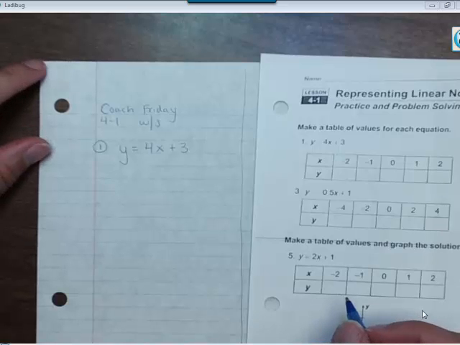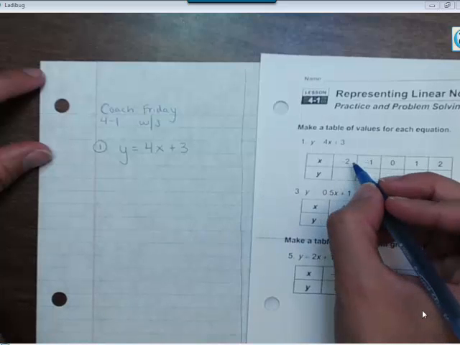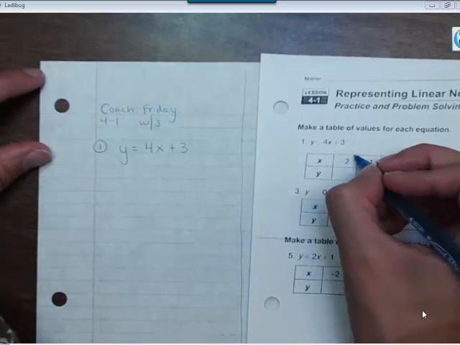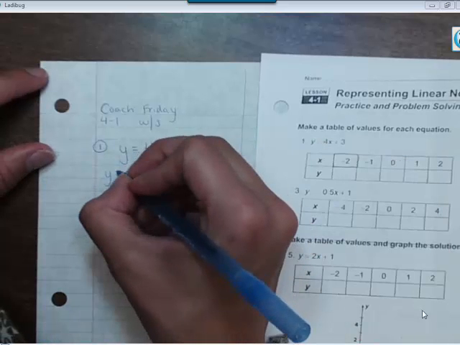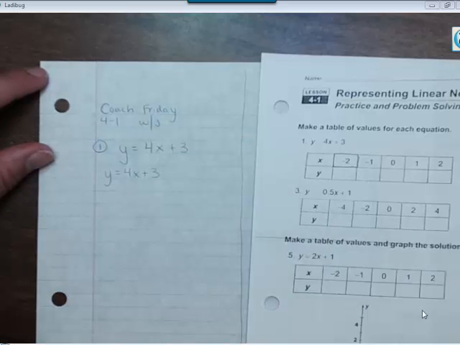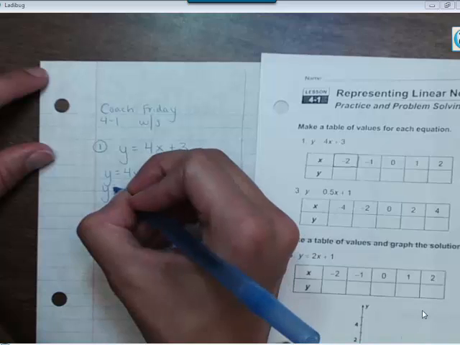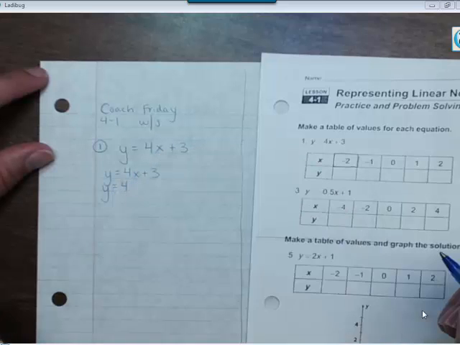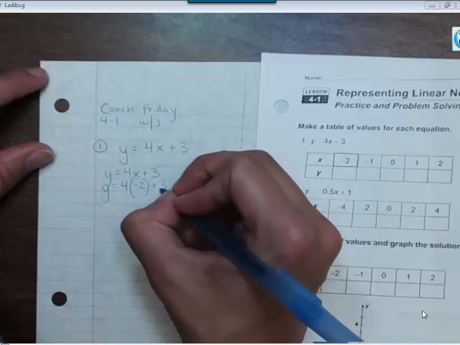So for this first point, they give me -2 as my x value. So what I have to do is rewrite the equation. Y is equal to 4x plus 3 every time you write that equation. They give me the x value of -2, so I'm going to plug that into my equation. So I have y is equal to 4 parentheses -2, because that's my x value they give me, plus 3. Now I have to solve.